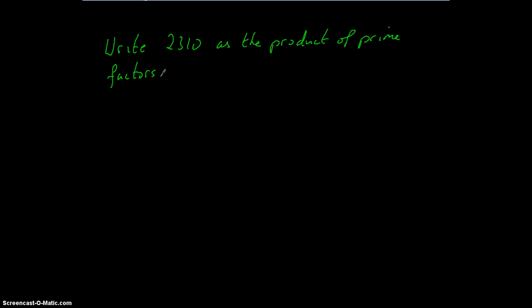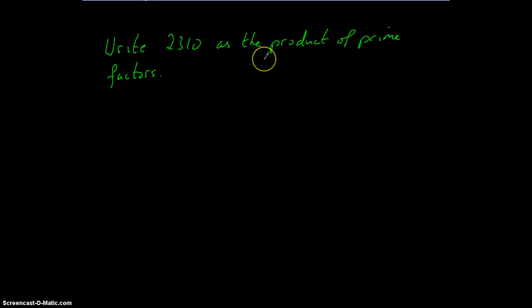Okay, let's do one final example. Find the prime factors. Actually, no, I'm going to rewrite that. Let's rewrite that one. Right. 2310 as the product of its prime factors. Okay, so I just made that a little bit more formal.